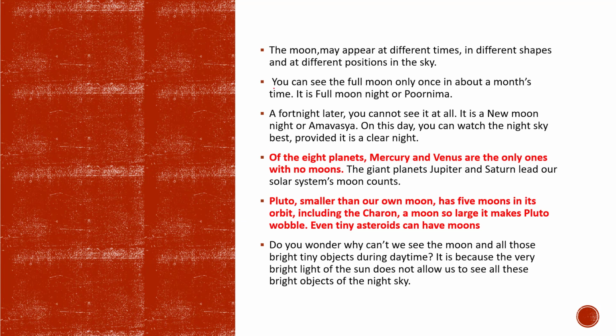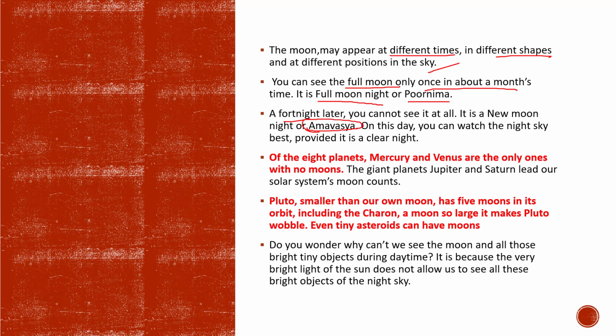Now these are some of the facts given in NCERT, but most of us already know that. Like, the moon may appear at different times, in different shapes, in different positions in the sky. The full moon comes only once in about a month, and that is known as full moon night, or what we call the Purnima. And a fortnight later, you cannot see it at all. That is the new moon night, also known as the Amavasya.